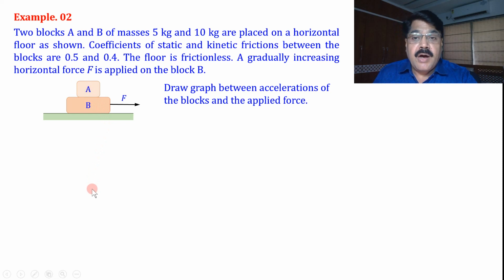Now, the important thing was how to decide when the sliding will initiate. The condition is: at that value of force F, the friction required to prevent sliding will become equal to the limiting friction value. So let us proceed with the solution again. The first thing is, we decide the direction of friction.